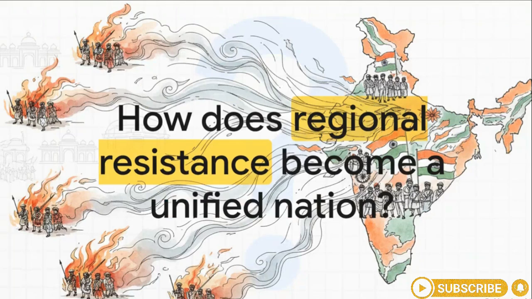So, how does regional resistance become a unified nation? Think about how those isolated brush fires of defiance ultimately forged the identity of a modern unified India. It's not just history, it's a masterclass in how localized resistance eventually builds a nation.